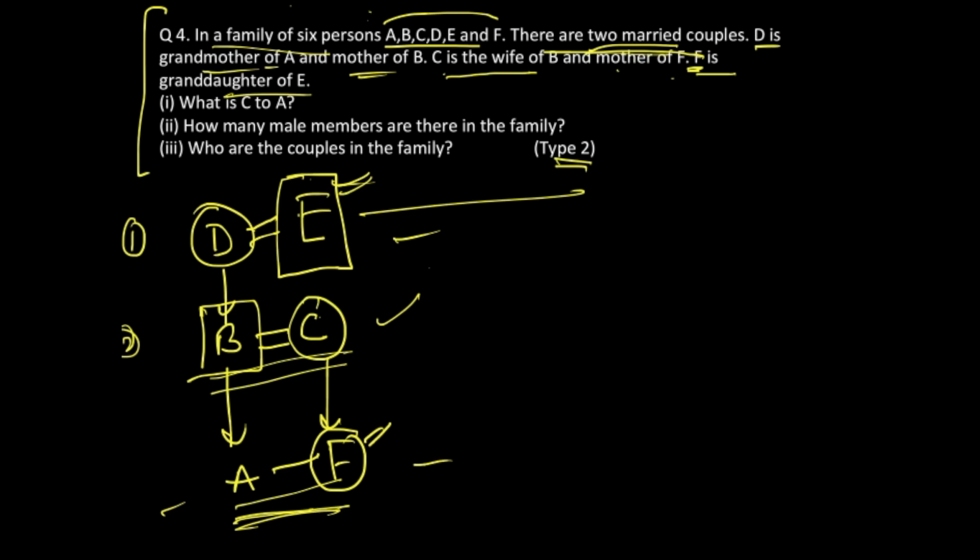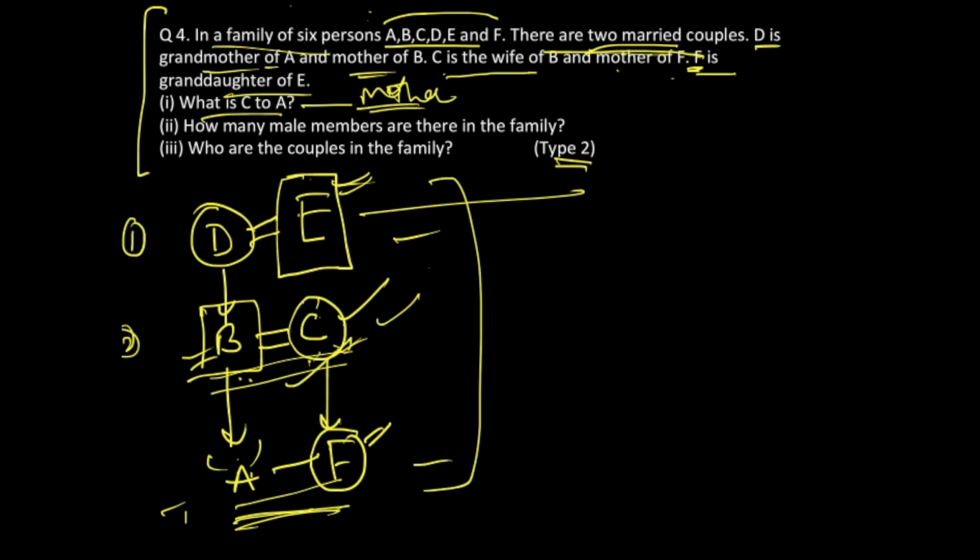Now let's have a look at the questions. What is C to A? C to A, since we know that C is mother and A is, we don't know the gender of A, but A is a child of B, so A also happens to be child of C, and since C is female, so C becomes mother of A. Alright, you're seeing how we are reaching the conclusions. All we have done is we have drawn the particular diagram, and then based on the diagram we are reaching the conclusion that how is C related to A.